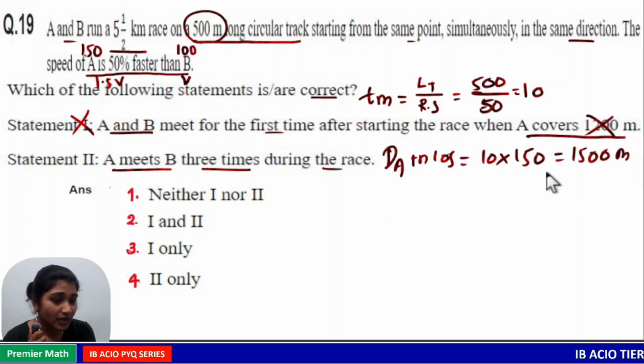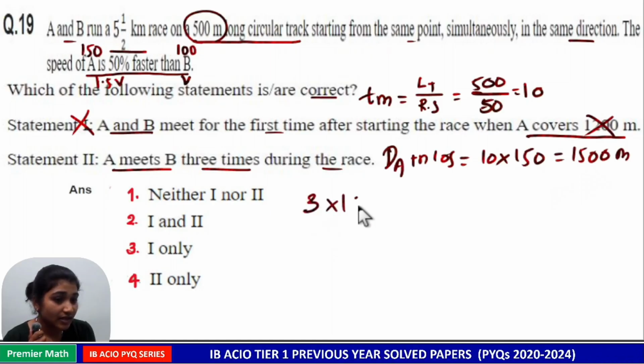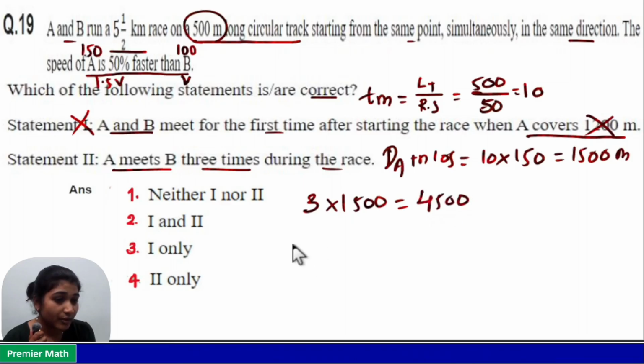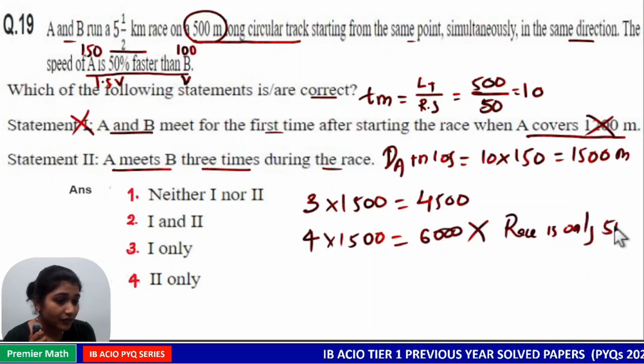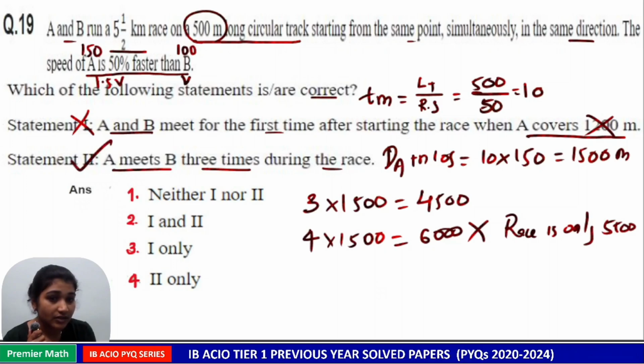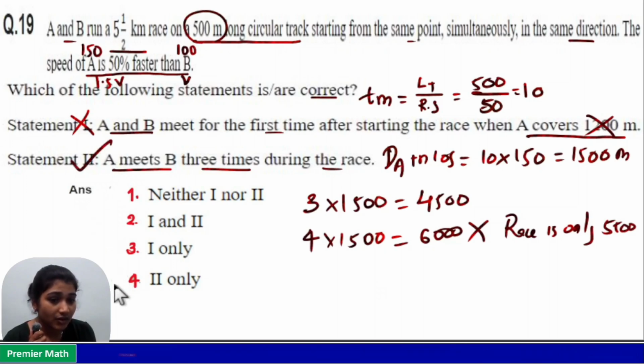Now in the first 10 seconds, A covers 1500. That is in their first meeting. So in their third meeting, A covers 3 into 1500, that is 4500. But if I'm taking the fourth meeting, meaning in 40 seconds, I cover 6000 meter. That is not possible because the race is only for 5500 meter. So statement 2 is correct. That is option 4 is our answer. Only statement 2 is correct.